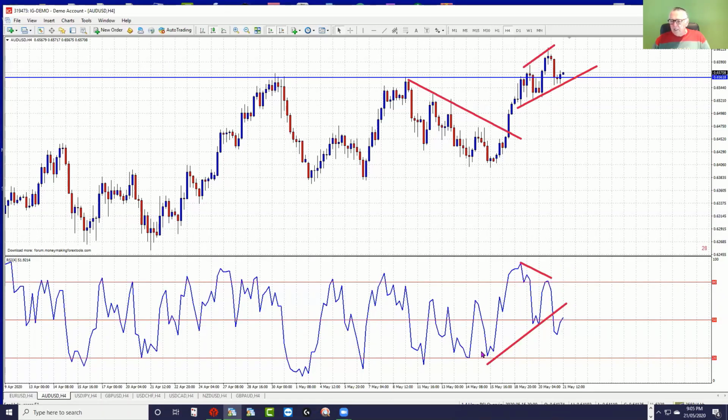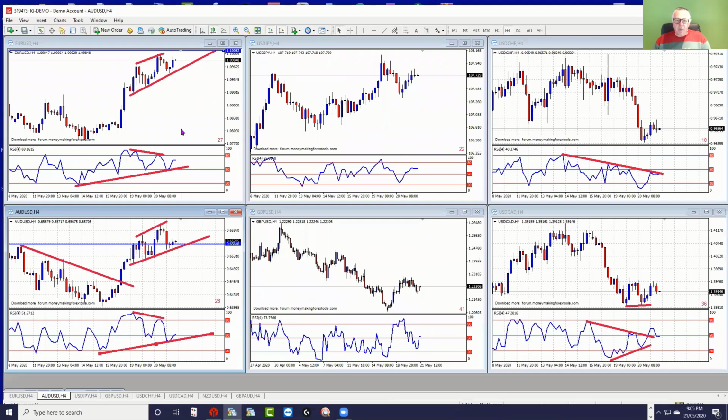Divergence, trend line violation. There it goes. And the question is, is it too early, or do we have to wait for another A wave to form before it breaks down? So the two powerful signals setting up there.